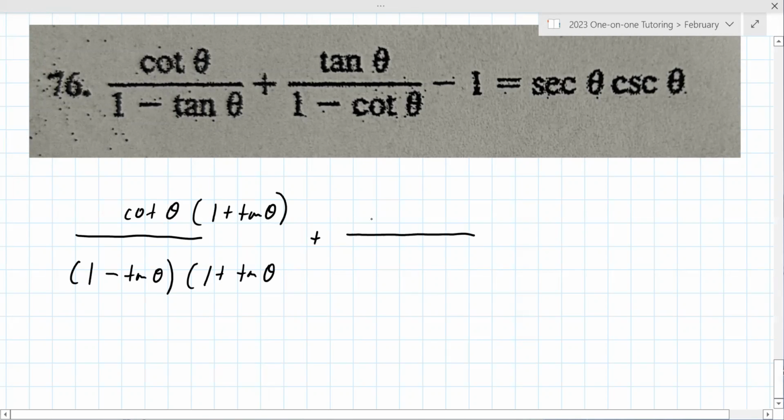Are you planning on taking calculus in college? Most likely, yeah. Next year? Next year, okay. Where are you going to school, by the way, if you know? I'm going to community college, Pima.